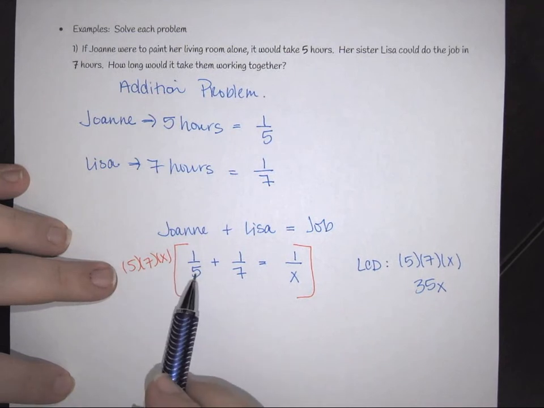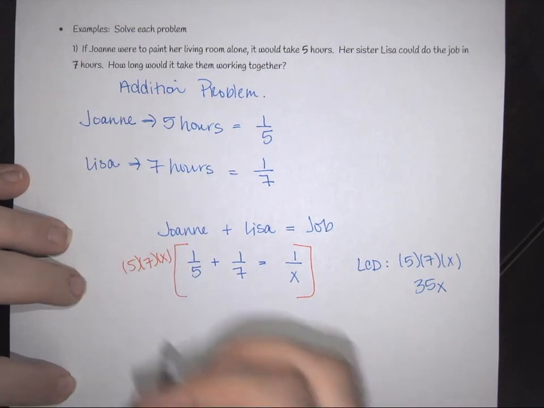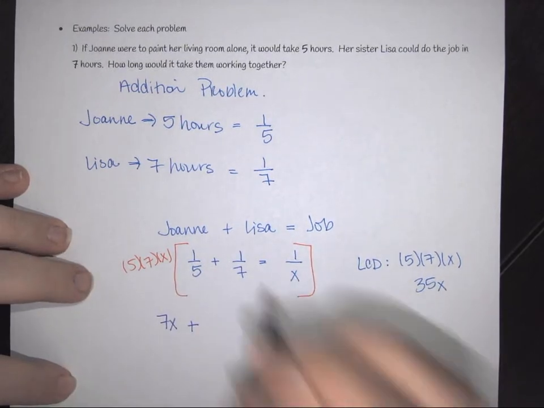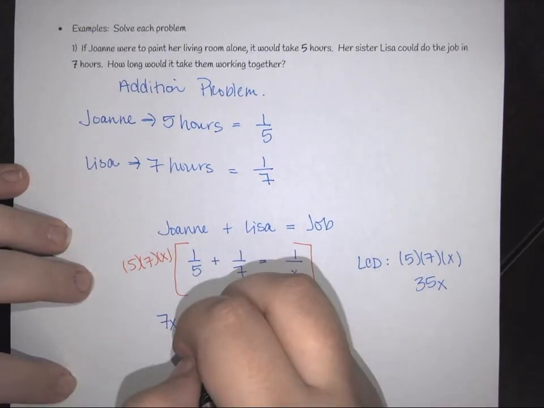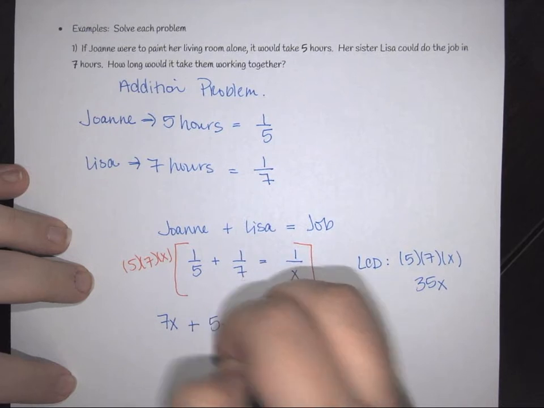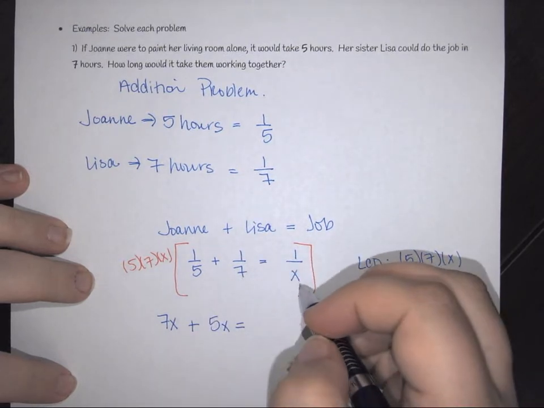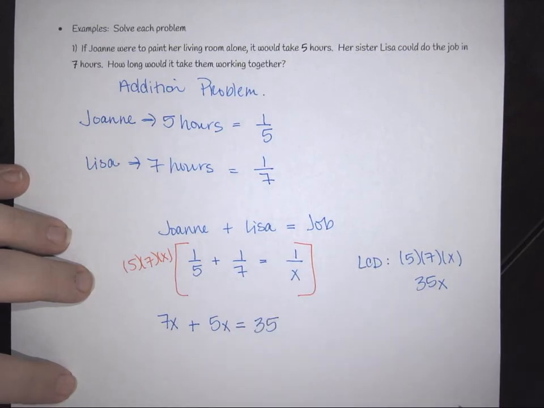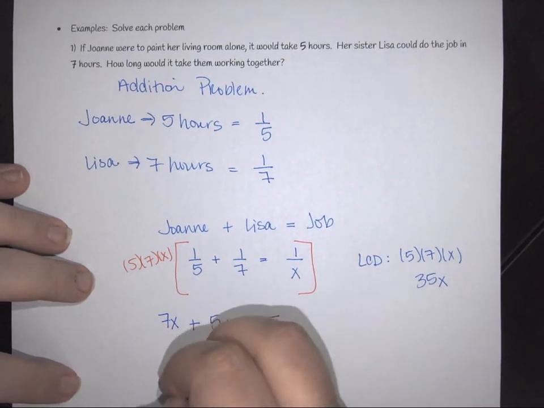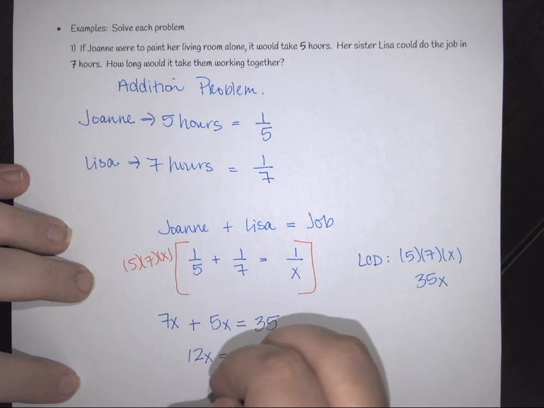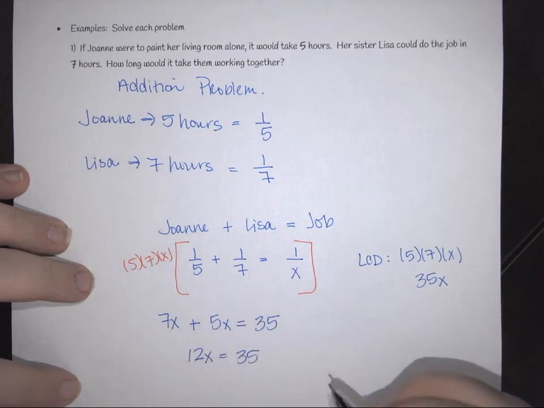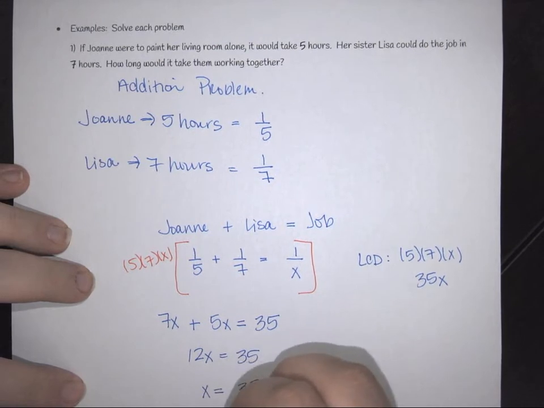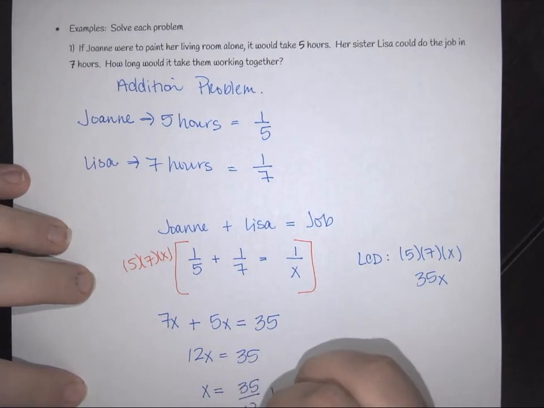When we multiply my first fraction, the 5's go away and leaves behind a 7x. Multiplying the second fraction, the 7's go away and leave behind a 5x. Multiply the third, the x goes away and leaves behind 35. 7x plus 5x is 12x equals 35. Divide everything by 12 and you got x is going to be 35/12 hours.